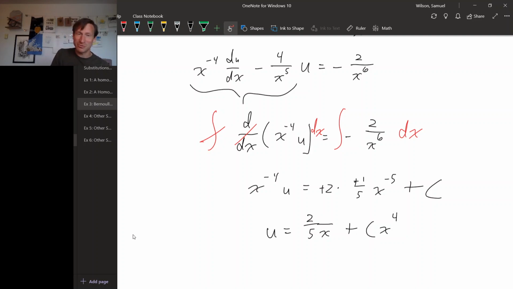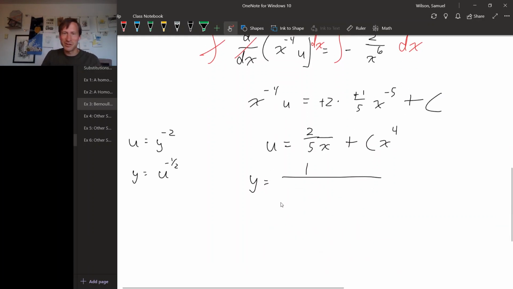That's u. But remember, u was y to the minus 2nd. And so y is u to the minus 1/2. So y is 1 over the square root of u. So 1 over the square root of 2 over 5x plus c times x to the 4th.